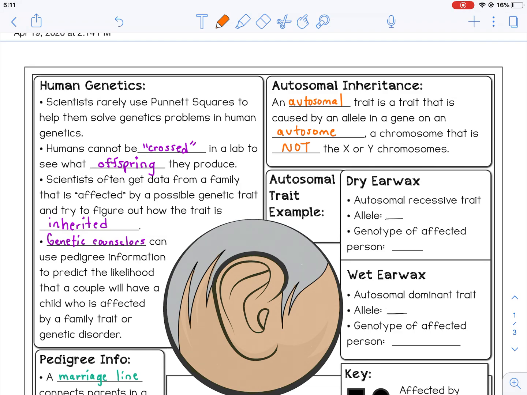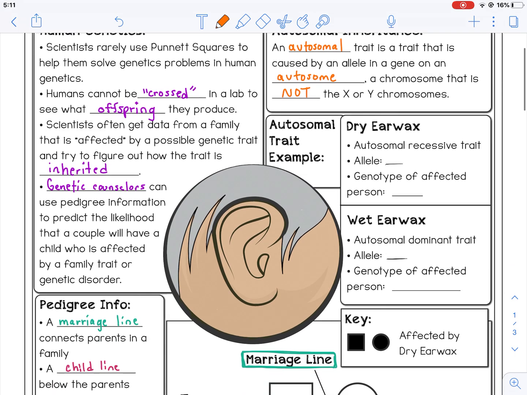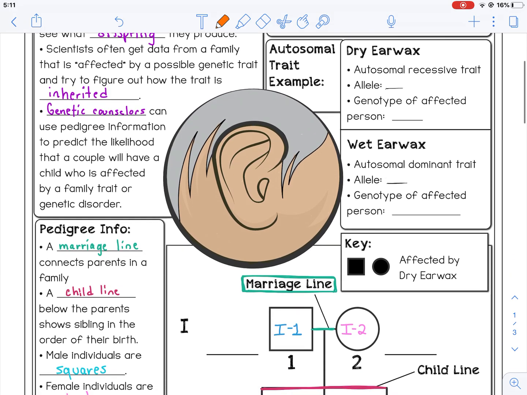Remember, you have 23 pairs of chromosomes total. You have 22 pairs of autosomes. Then you have the 1 pair of sex chromosomes. Okay, so an autosomal trait example. So we're going to deal with an autosomal trait here.